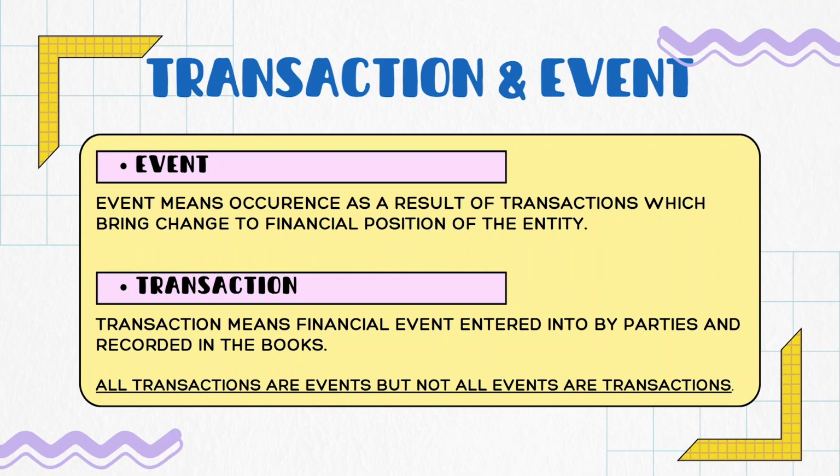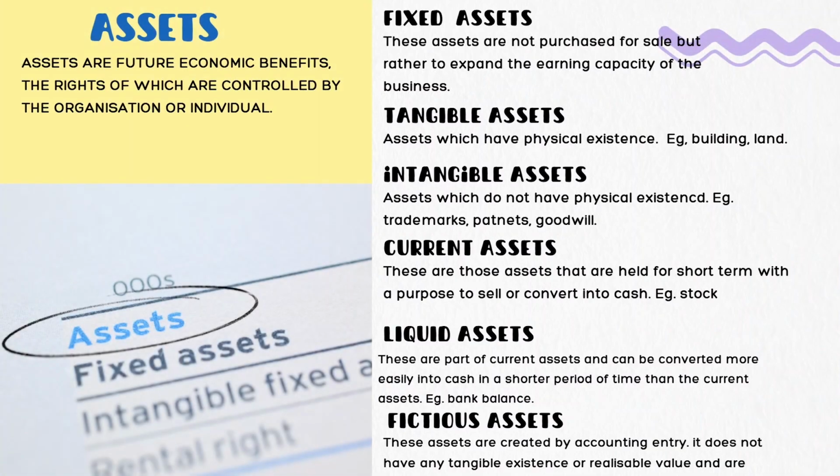Now, for the next terms, assets. Assets are future economic benefits, the right of which are controlled by the organization or the individual. Assets basically help you in earning money. Whatever brings home money, helps you in earning more revenue, is your asset. Now, assets can be classified into all these types. You have fixed assets, tangible assets, intangible assets, current assets, liquid assets, fictitious assets.